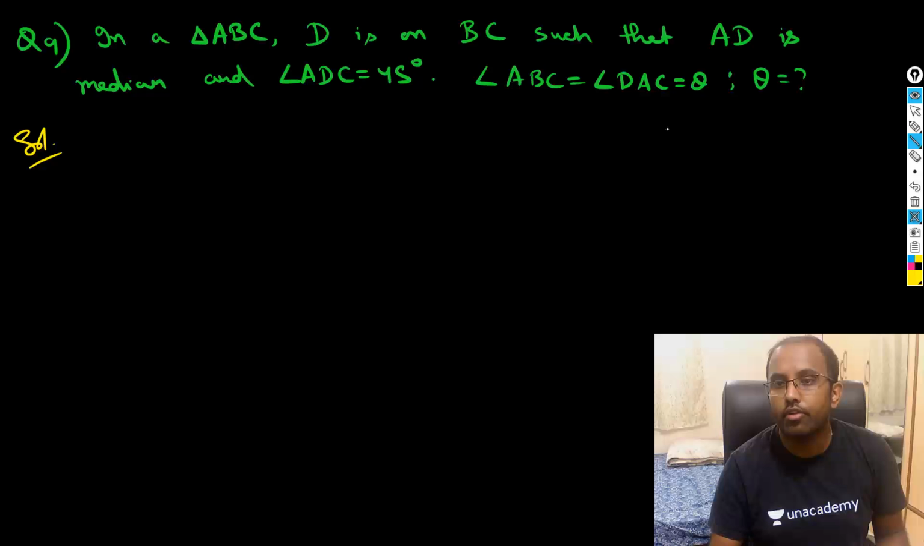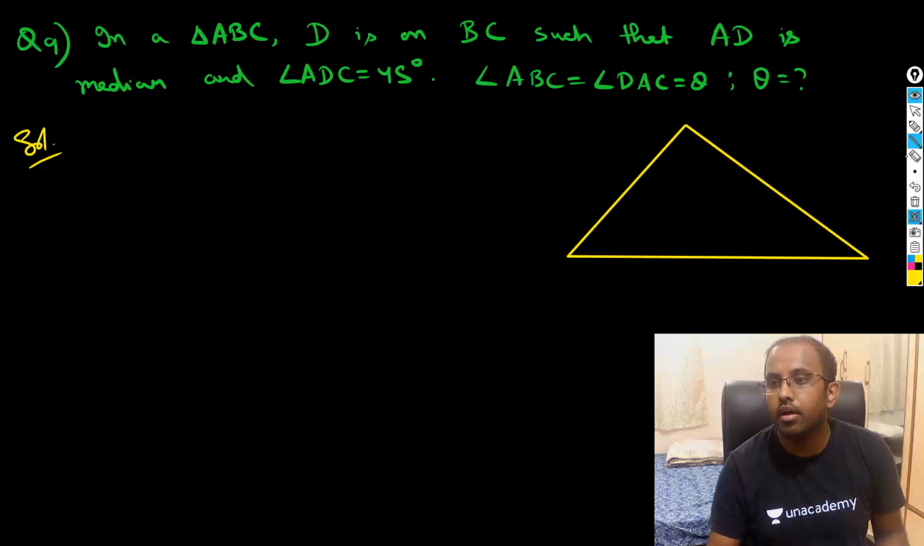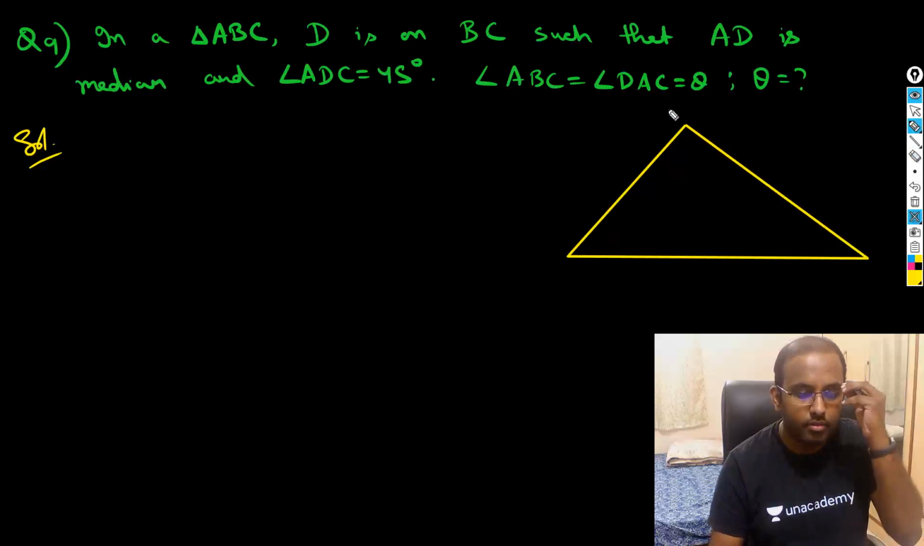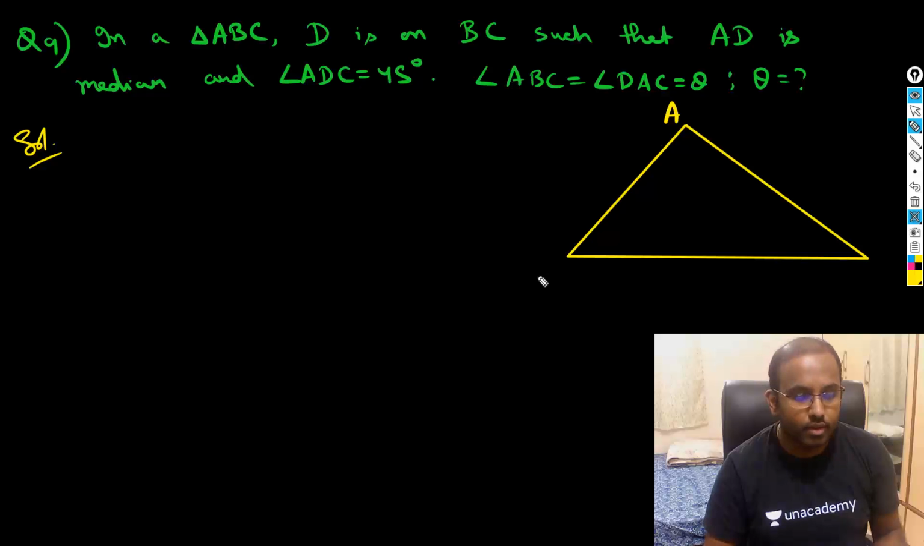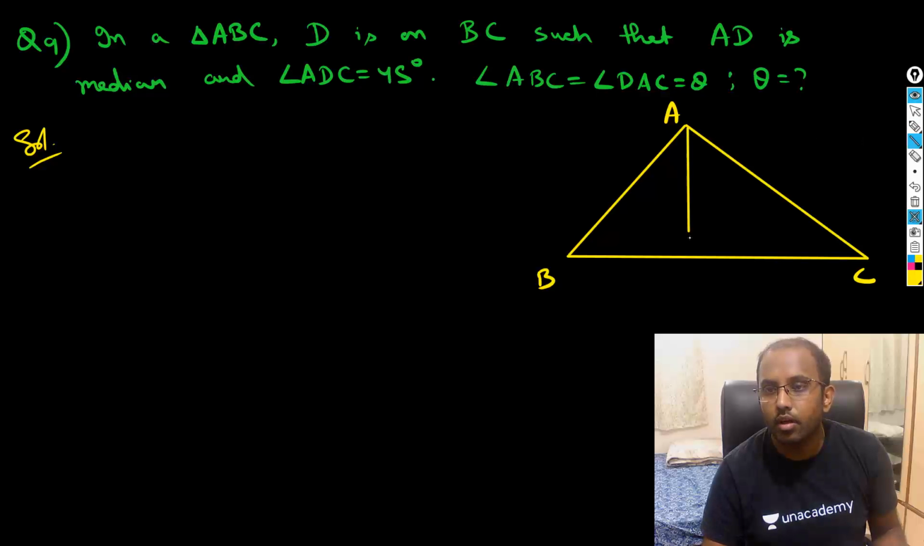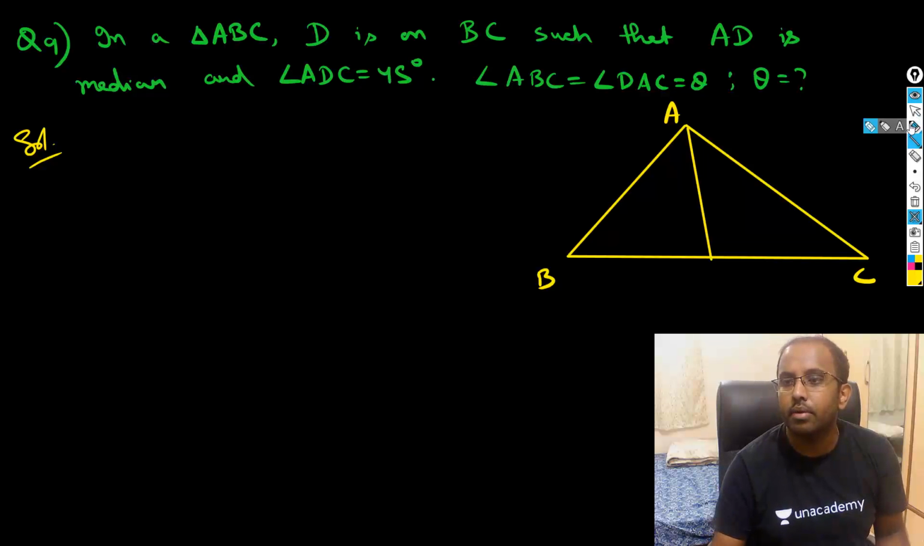So what I can infer from this diagram here, let me just calculate and write this diagram. We have this A here, this B here, and this C here. Basically, I don't know the angles. D is the midpoint, so it says that AD is the median. I can just write AD is the median here.